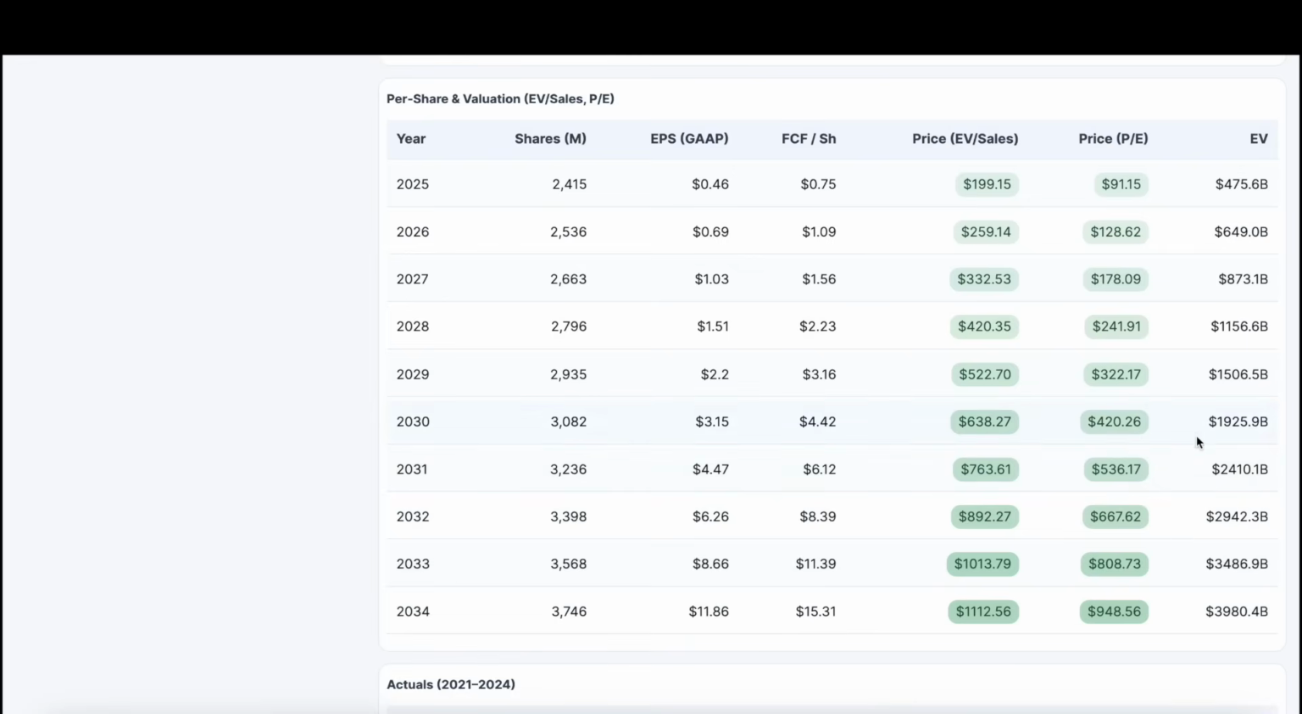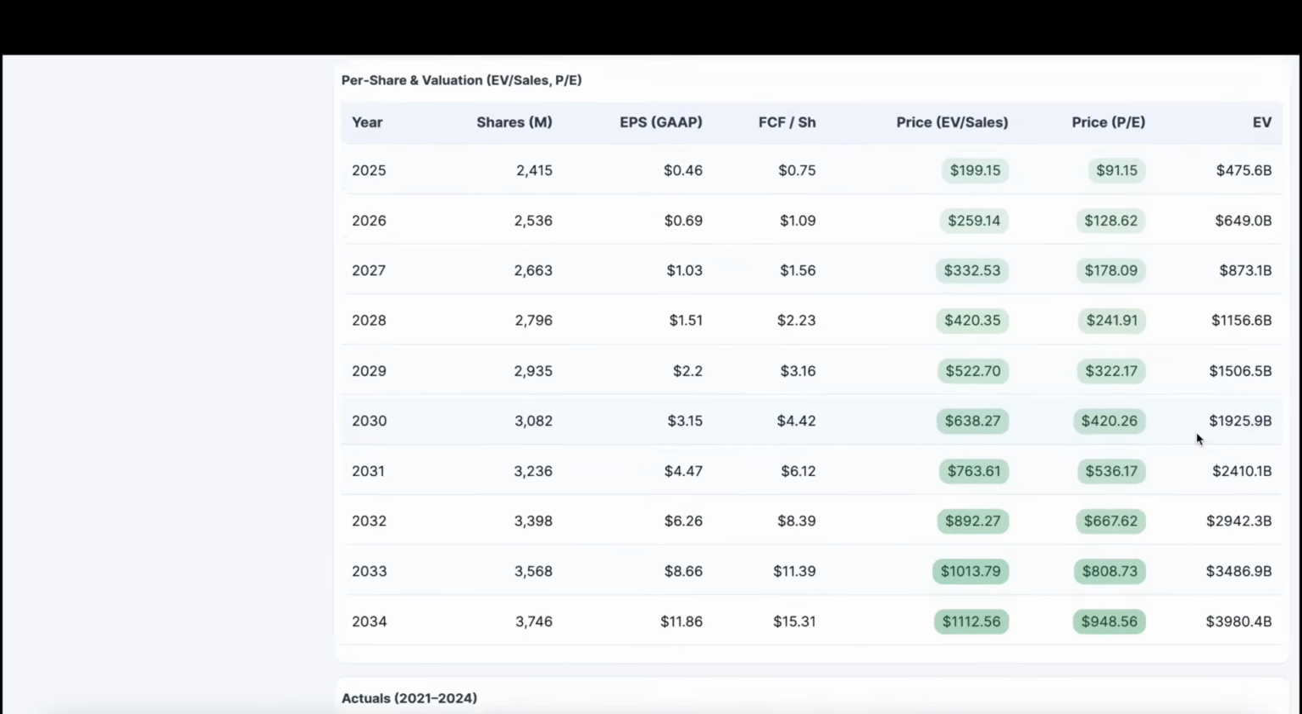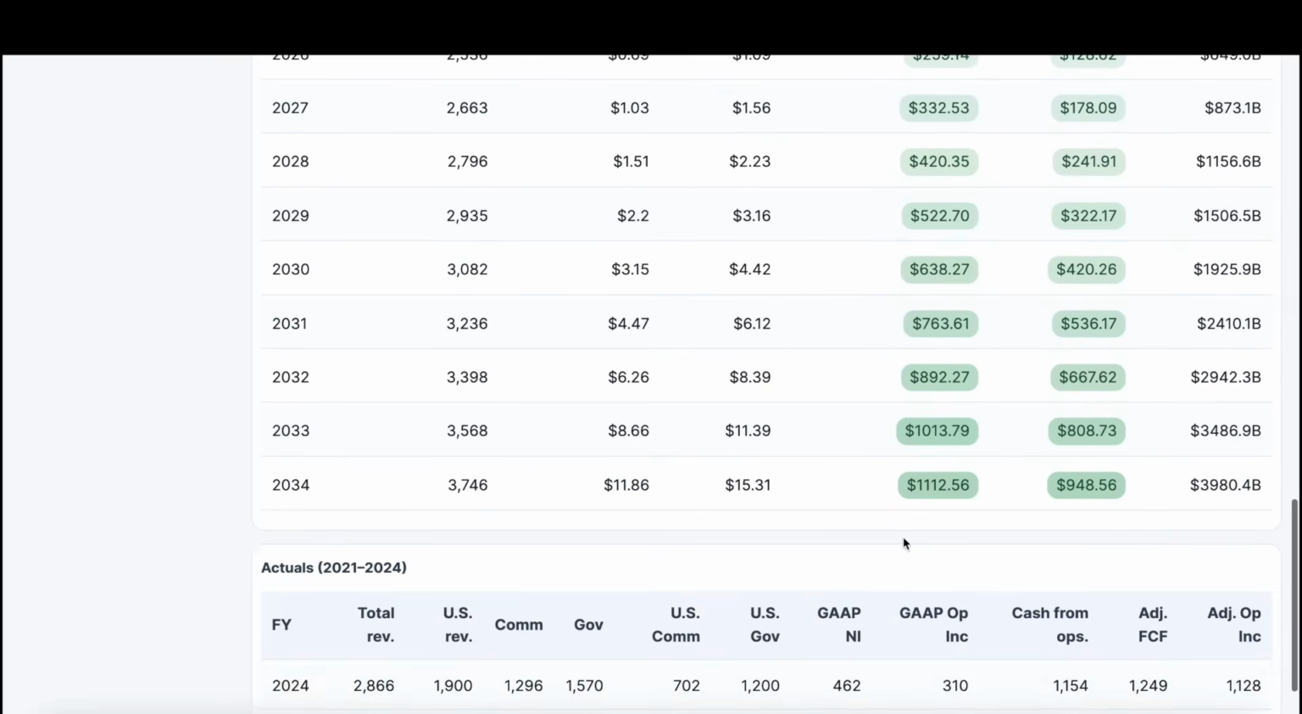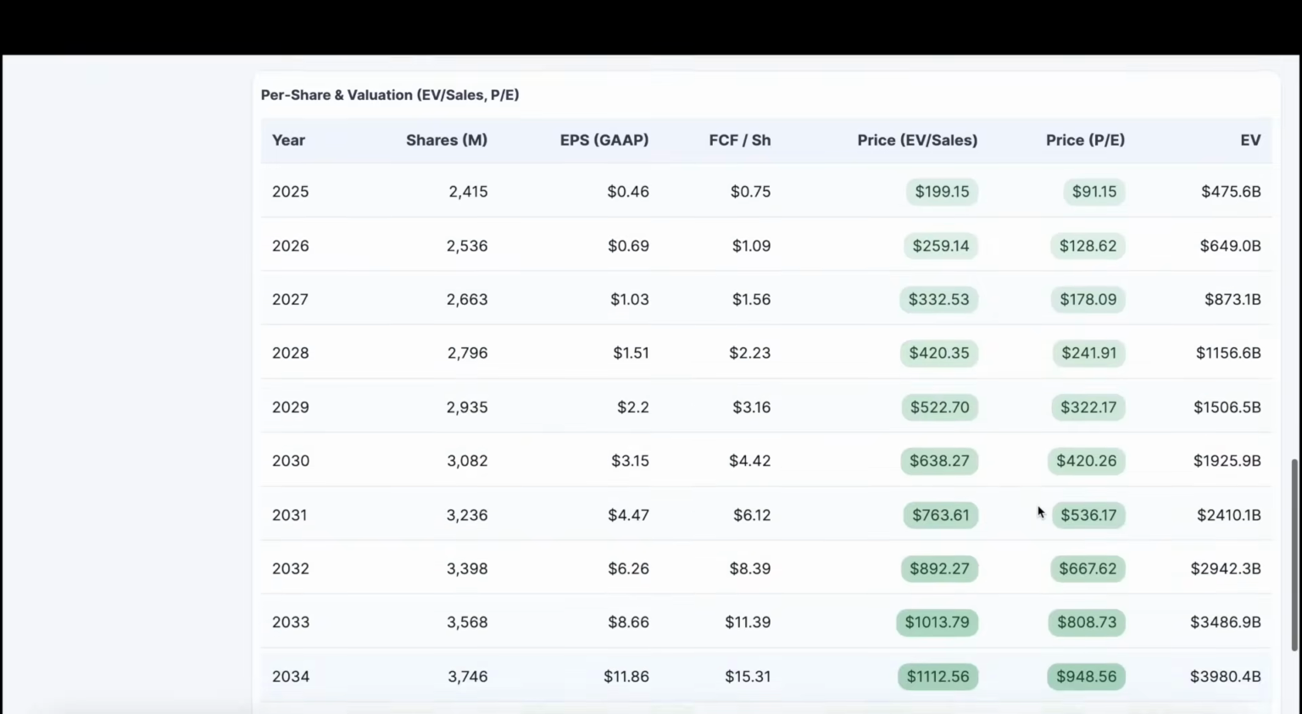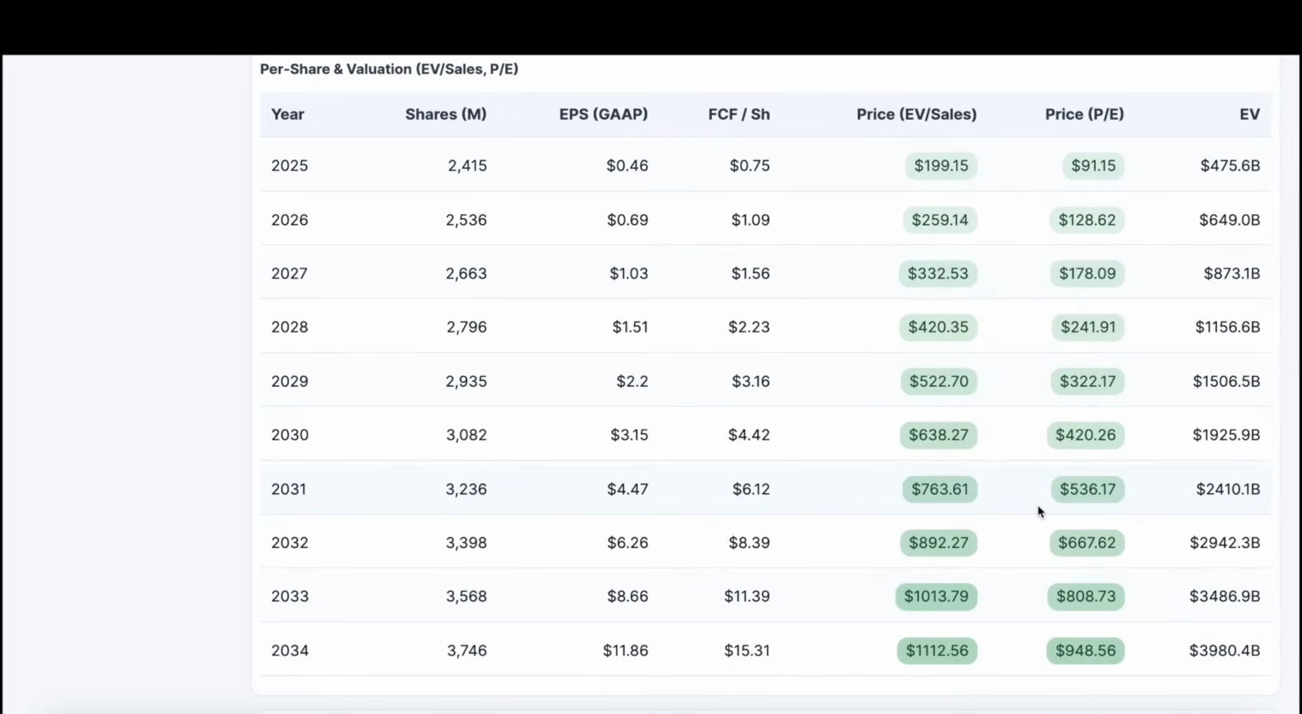And this is the kind of expansion you really need to drive the share price super high, to ultimately what we see here, which is $1,000 per share. I mean, it sounds crazy to say that, but that's what the numbers are showing.